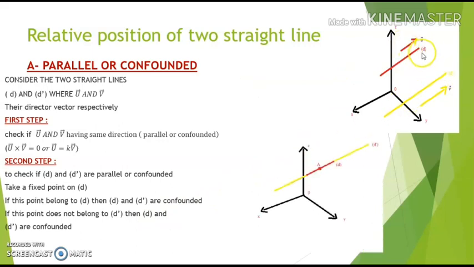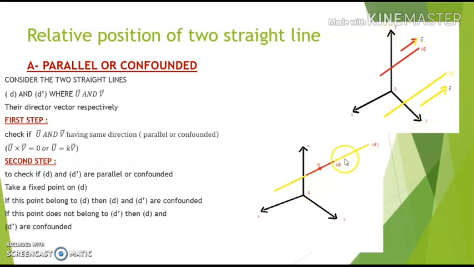In this figure, we have two lines D and D prime, where U is the director vector of D and V is the director vector of D prime. We see that these two vectors U and V are collinear. Then the two lines are parallel. They are not confounded here, since if we take a point A on D, we see that this point does not belong to D prime.